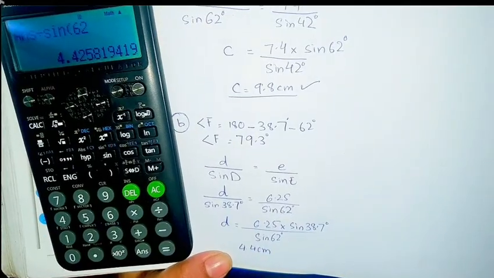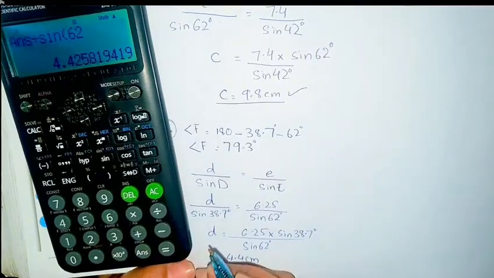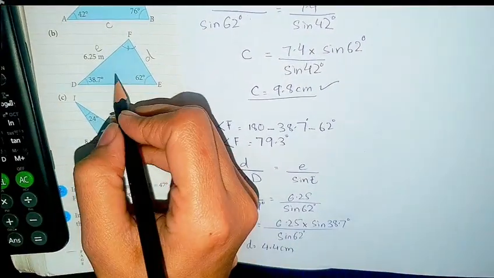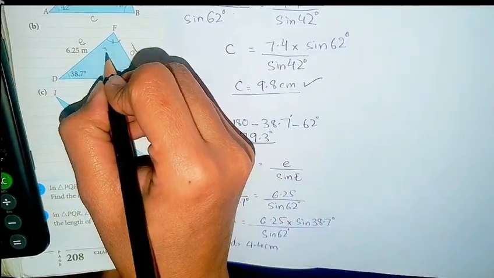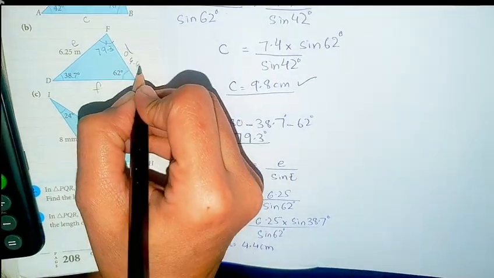So we found the value of D. Side D is 4.4 centimeters. Okay, I'm writing over here. This is 62 degrees, F is 79.3 degrees, and D is 4.4 centimeters.